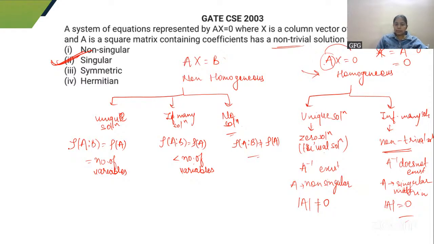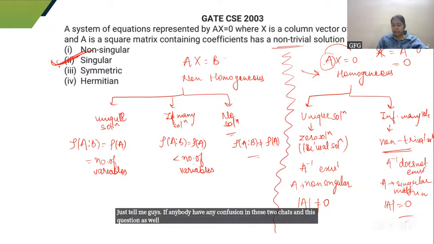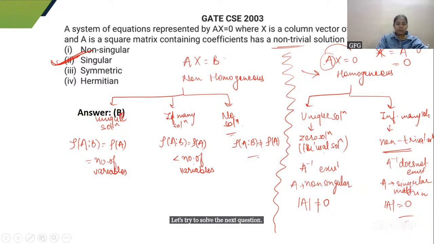Just tell me, guys, if anybody has any confusion in these two charts and this question as well. I hope this point is clear. Let's try to solve the next question. Here, option B is correct. Everyone gets this.